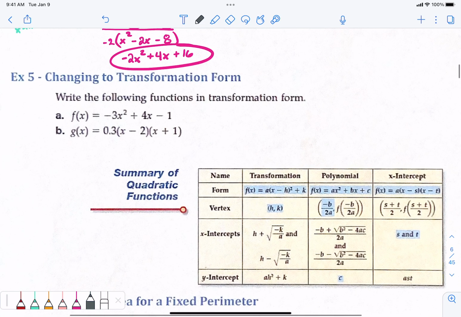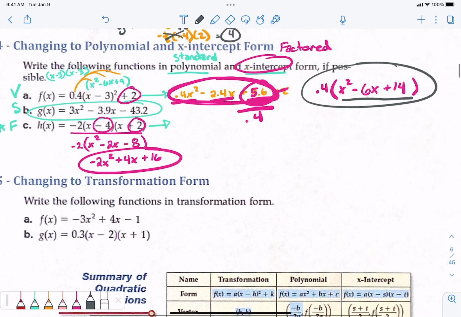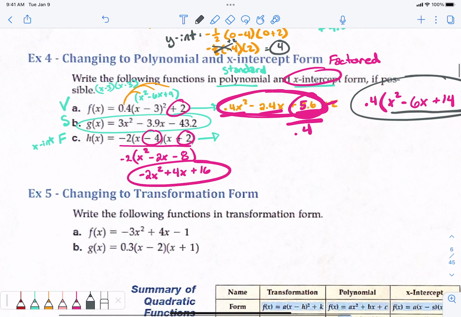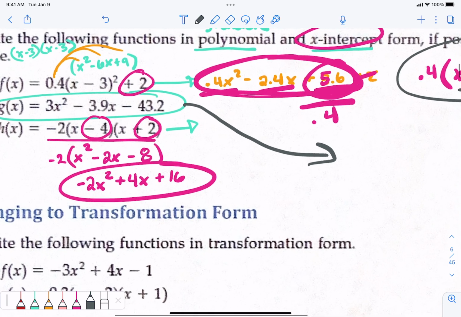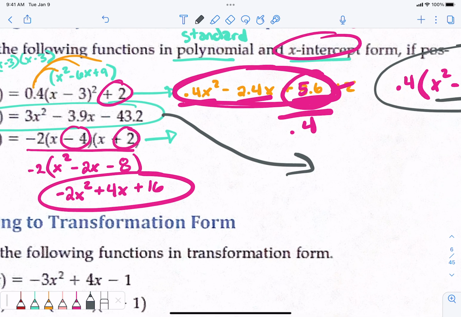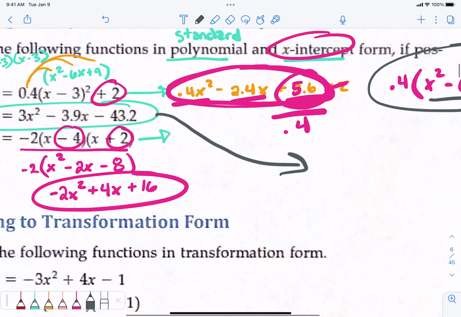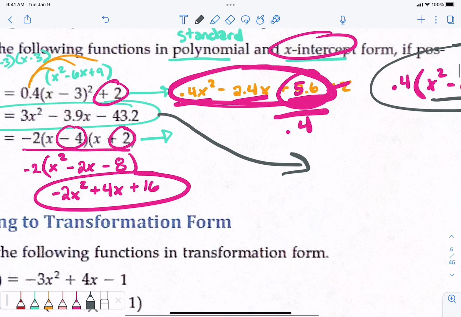We still have to do B. We have to turn that into x-intercept form, don't we? Yeah, we have to factor it down. Part B, yeah, we've got to put it in factored form because C was already in factored form. So we'll put B in factored form.